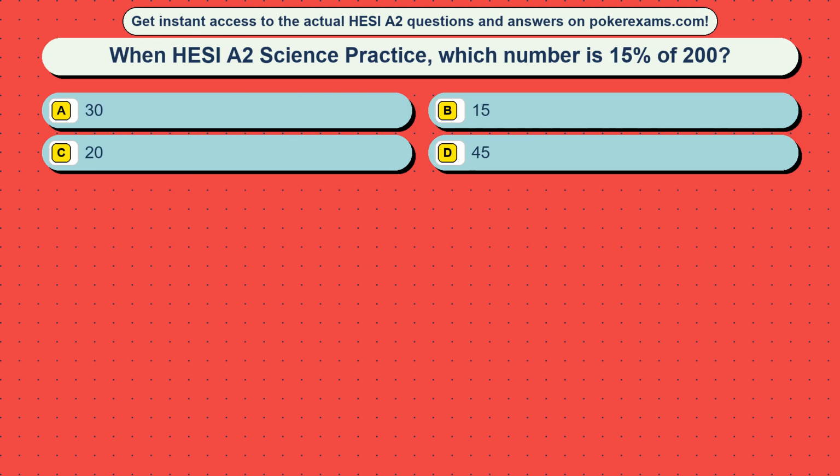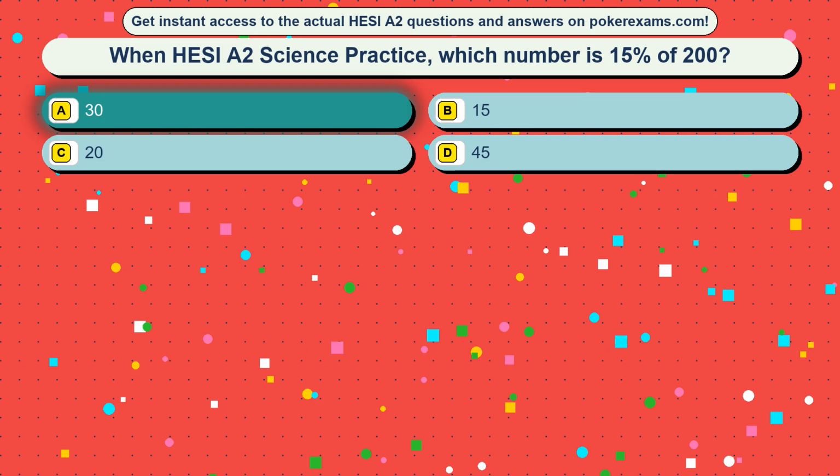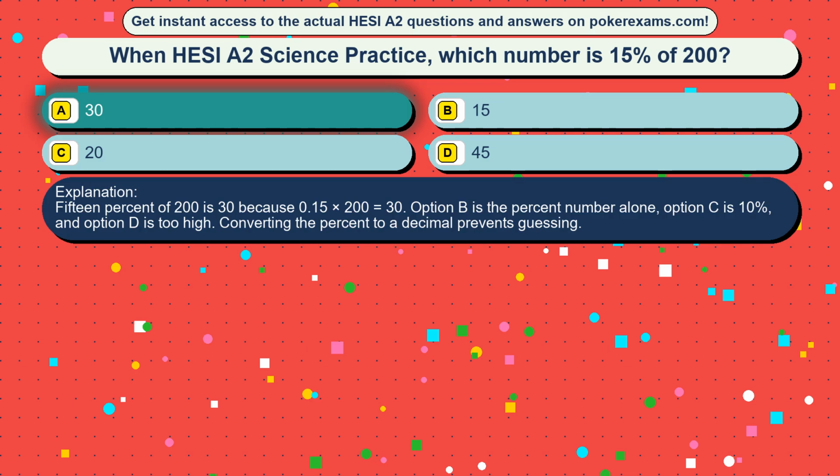Question 9. When HESI A2 Science Practice, which number is 15% of 200? Option A, 30. Option B, 15. Option C, 20. Option D, 45. The correct answer is option A, 30. 15% of 200 is 30 because 0.15 times 200 equals 30. Option B is the percent number alone, option C is 10%, and option D is too high. Converting the percent to a decimal prevents guessing.